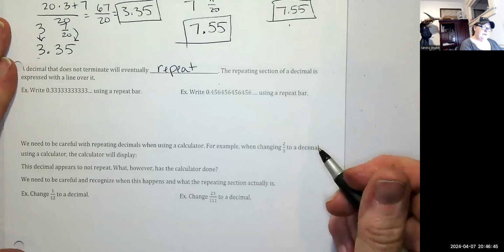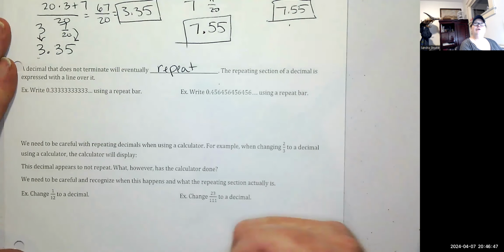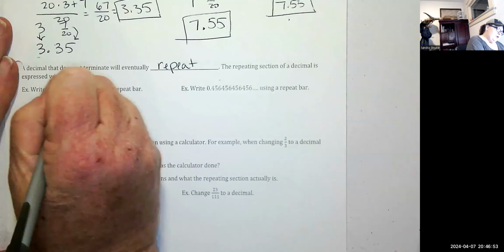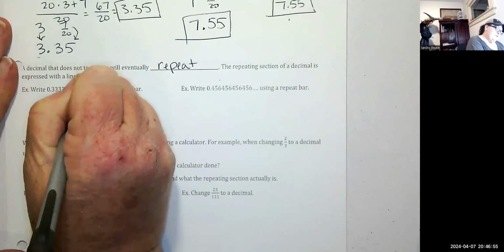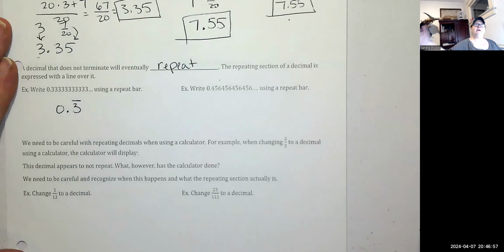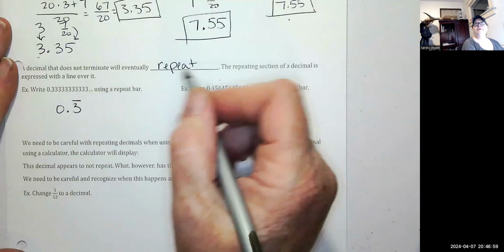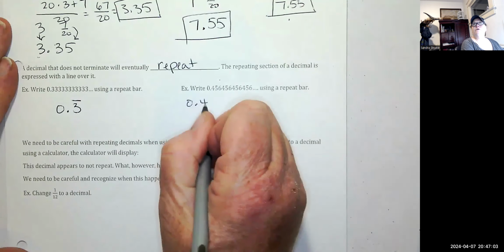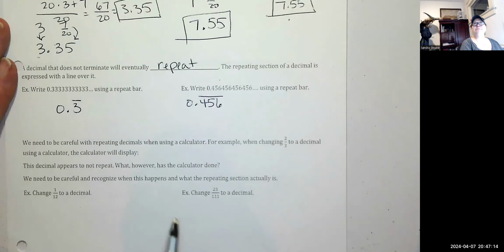All right, a decimal that does not terminate will eventually repeat. The repeating section of a decimal is expressed with a line over it. So we're going to write 0.3 continuous using a repeat bar. All I need is to write one of those, and that number is repeating for eternity. Okay, the next one is 0.456. I go until it starts repeating. Okay, now we're at it. 456, 456. So that portion, 456, would need a repeat bar.